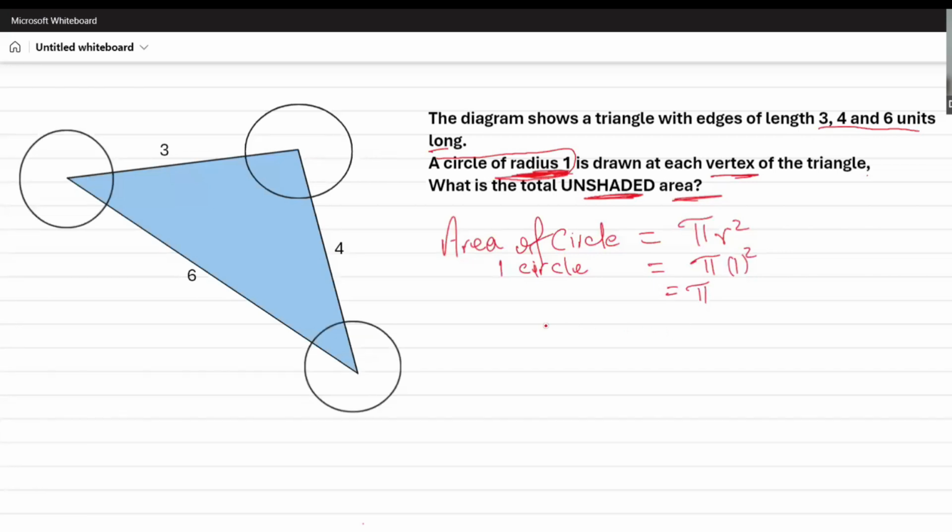And that's for 1. But we got 3 of them. So for these 3 circles that we have, we're just going to multiply 3 times pi. So we're going to get that it comes to 3 pi. All 3 circles, the area is equal to 3 pi. Now, what we want to do now is to find just the white part. So we're going to have to be subtracting something.